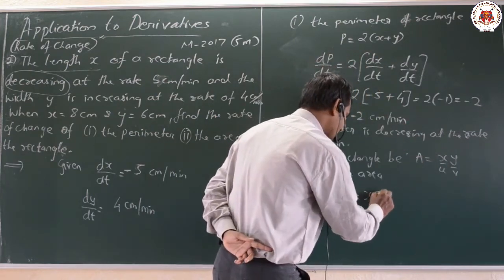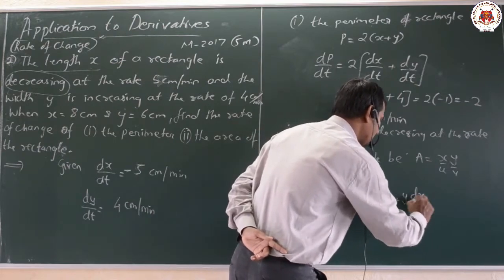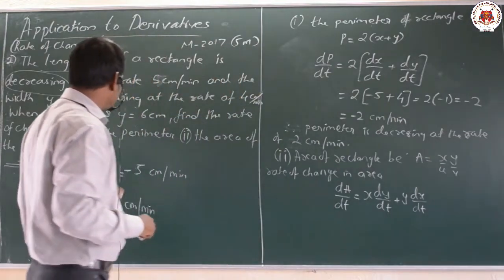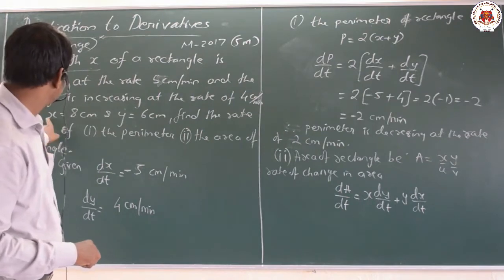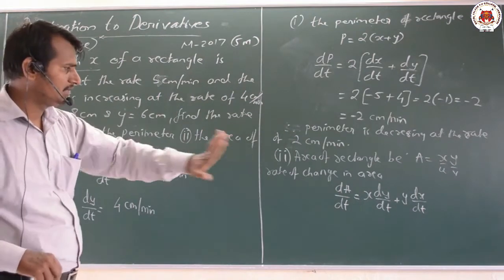That is x as it is into dy by dt plus y as it is into dx by dt. Now what I require to find here? I require to find the rate of change of area of the rectangle when x is equal to 8 and y is equal to 6 centimeter. That I require to substitute.